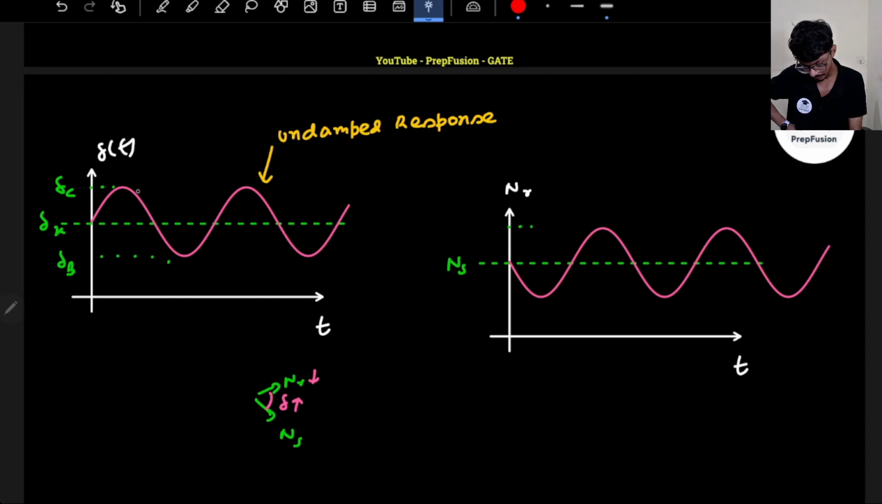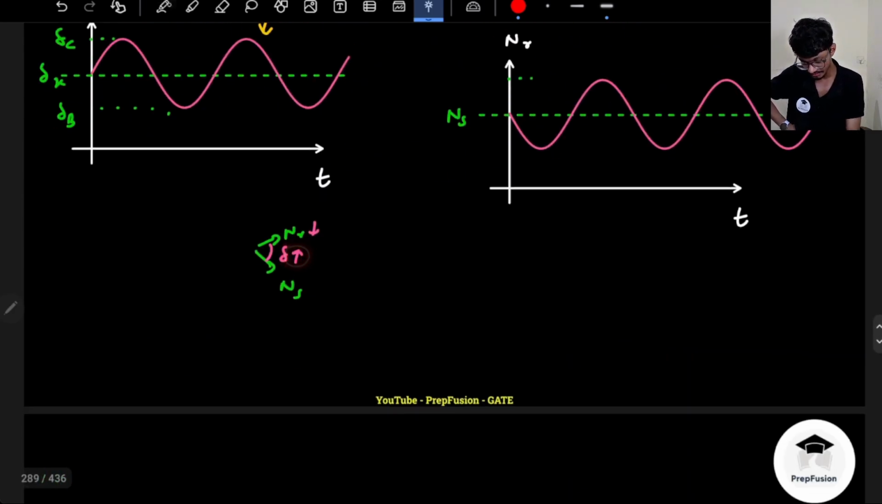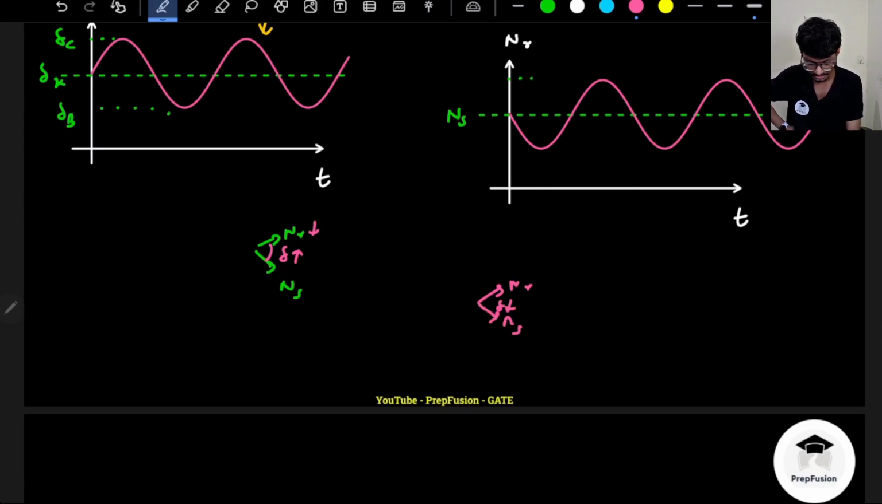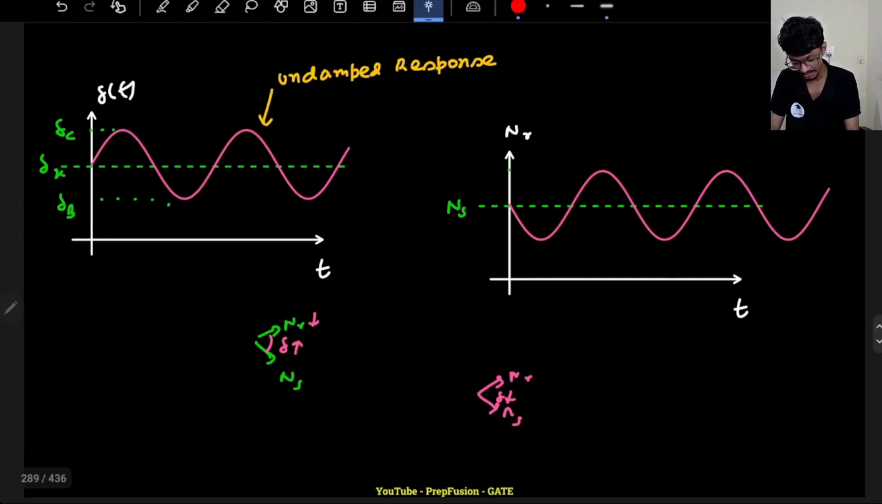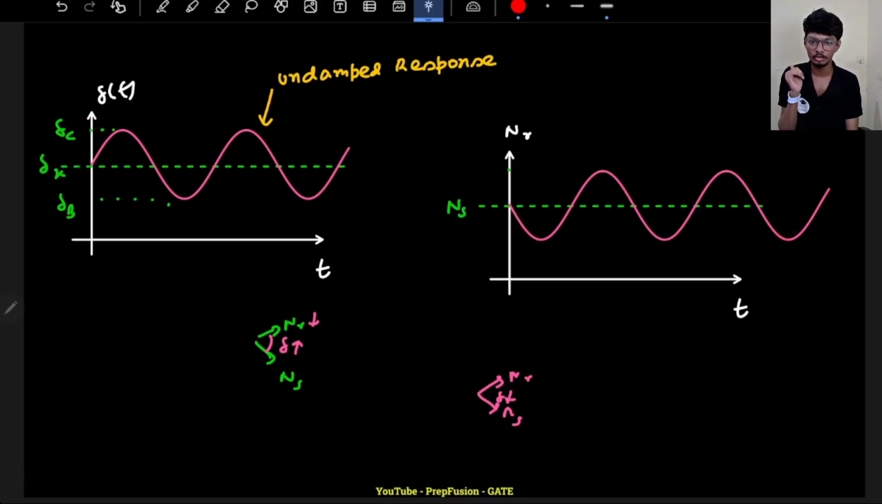After a certain stage, it will again increase. The stage at which delta starts reducing, my NR will start increasing, right? Self-explanatory. Why? If delta is reducing, that means the relative speed between NR and NS is reducing. Delta reduces, that means this angle is reducing, that means NR is increasing its speed, so NR will increase. So this will be the speed graph basically, and this will keep on oscillating. It will not be stable.